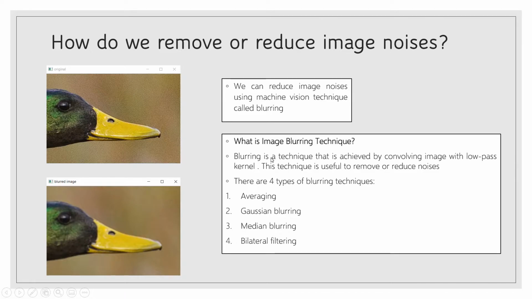There are 4 types of blurring techniques, which include averaging, Gaussian blurring, median blurring, and bilateral filtering. In the next slide, I will explain these 4 techniques.